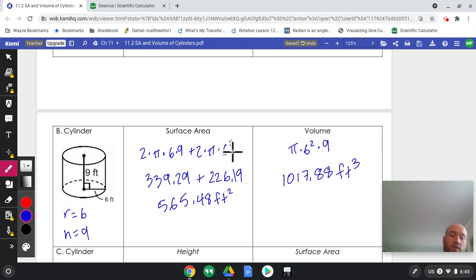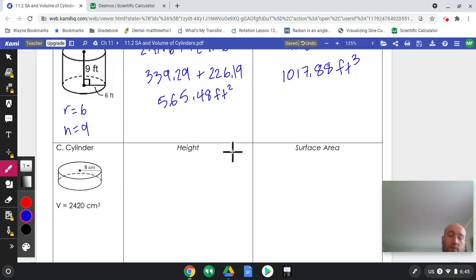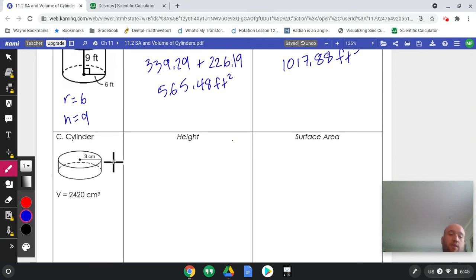All right, the final example I'm going to do today is similar to what we've been doing, same concept, except notice here we have the radius of 8. We don't know what the height is, but we are told the volume. So remember, the formula for volume equals the area of the base, so pi r squared, okay, times h. So if we think about this, we can fill this in. Instead of v, we can put 2420 equals pi times 8 squared times h.